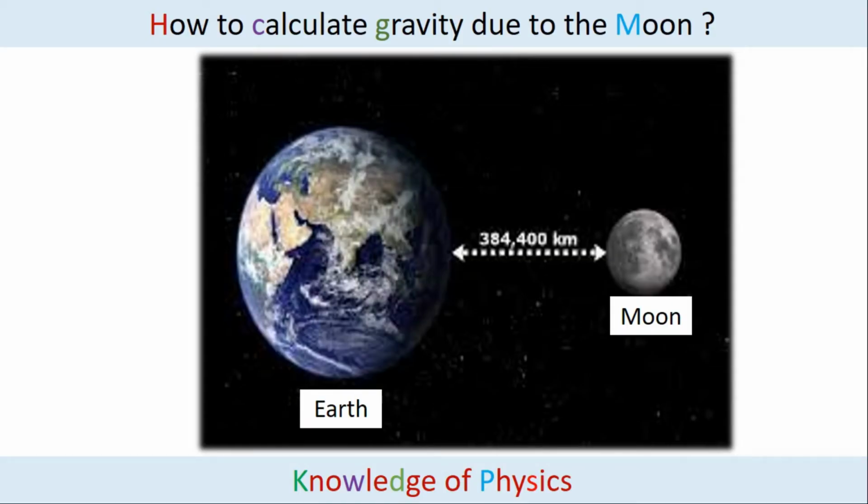In this video, I will be showing you how to calculate gravity due to the moon and compare the gravity of moon with the gravity of Earth. So let's get it started. First of all, on the screen you can see this is Earth and this is moon, and this shows the distance between the Earth and moon is 3.844 × 10^5 kilometer.